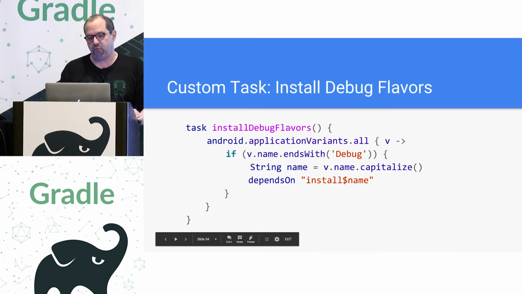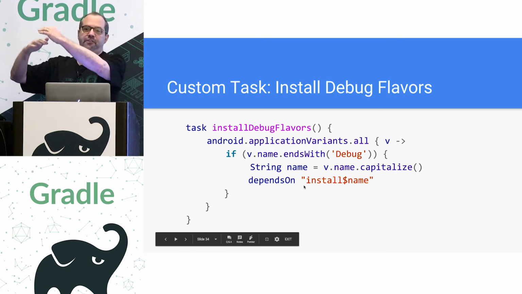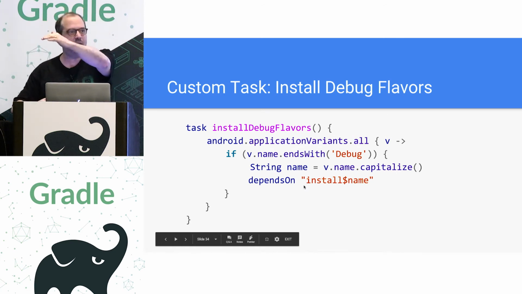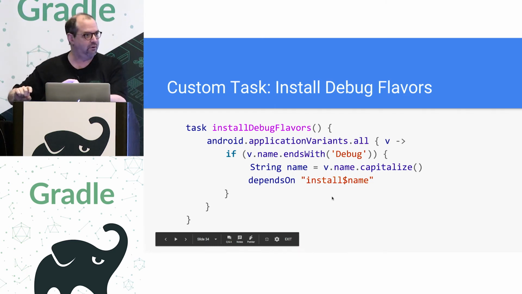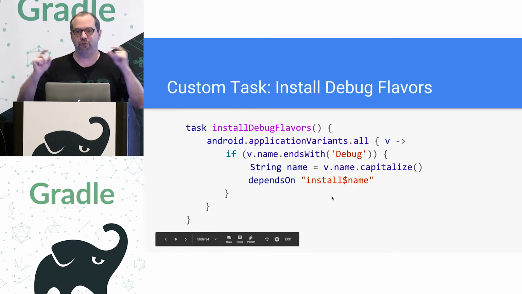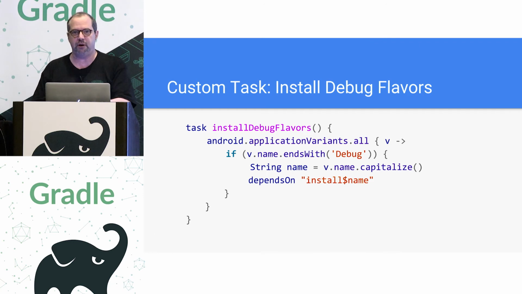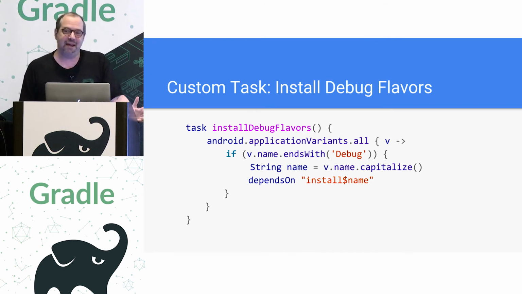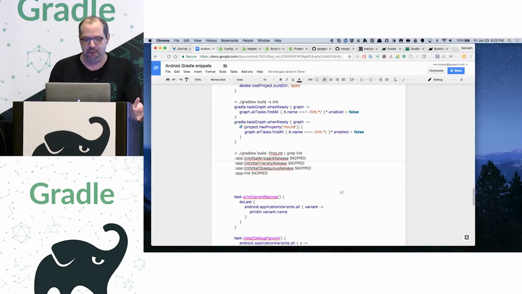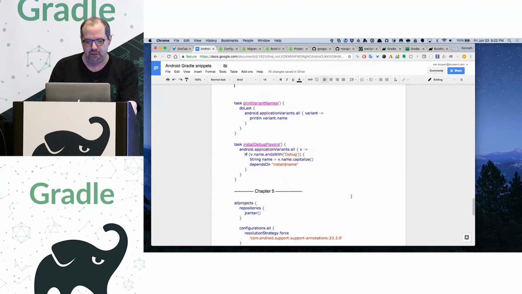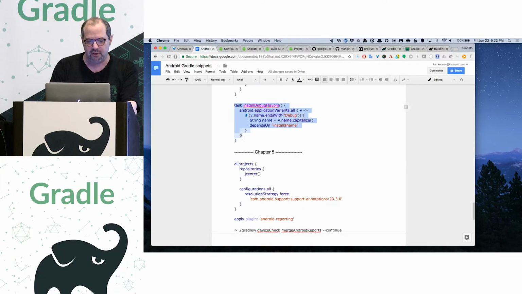So when I invoke install debug flavors, it will assemble dynamically all the dynamic flavor tasks, and because this depends on that, it will execute all those tasks, and the result is I will have deployed all my variants all at the same time. Again, that kind of relies on Groovy's dynamic capabilities in order to pull this off. So let me see if I can demonstrate this, and then I'll go on to some other stuff as well.